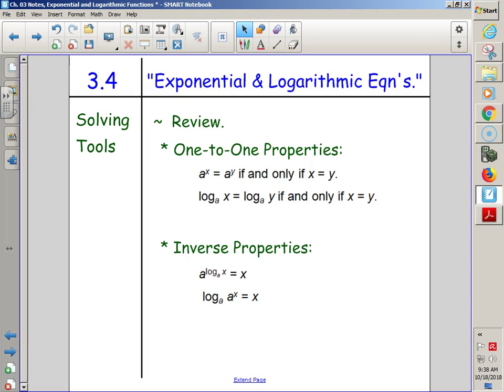Here we go. Section 3.4, test put away, correction papers put away. Let's get a little quick introduction to this section done, okay?